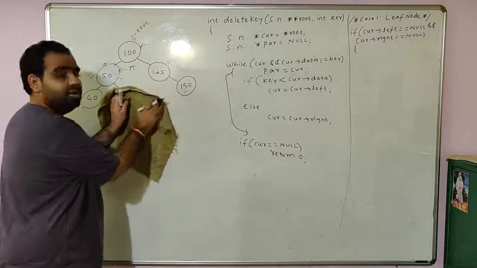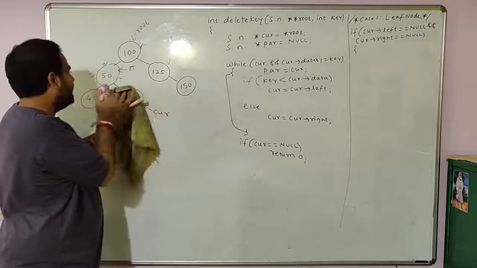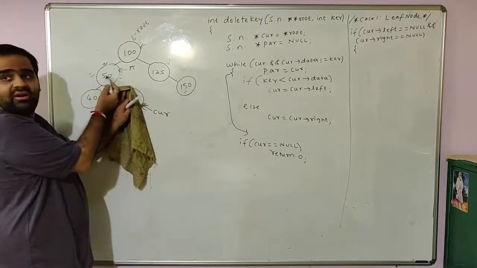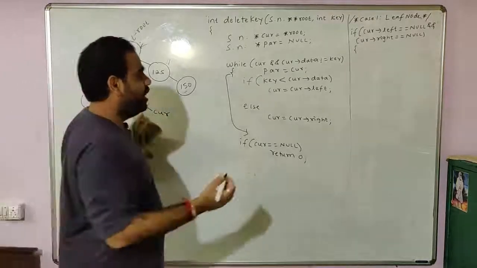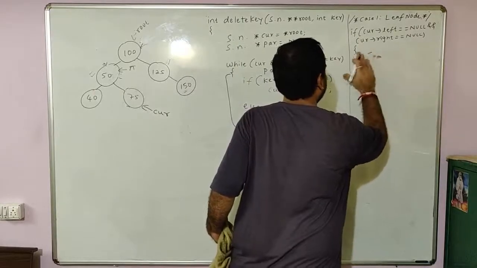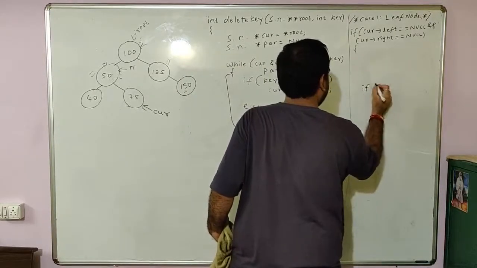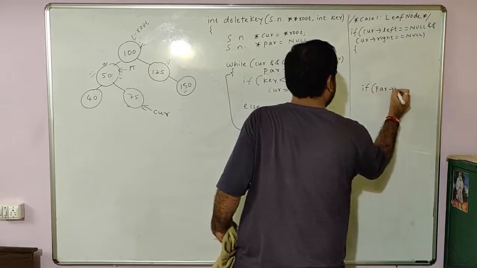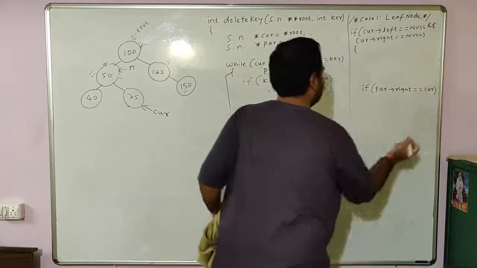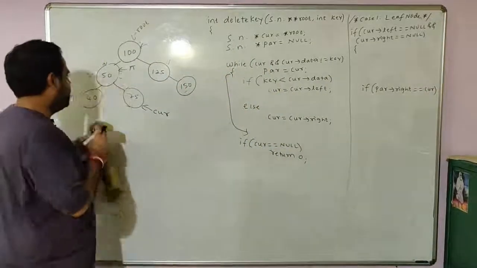This node should go. Now before we delete this node, I need to check, is it on the right side of parent or it is on left side of parent. Therefore, how do we check it? We say if parent arrow right is equal current. Yes, it is parent arrow right equal to current.